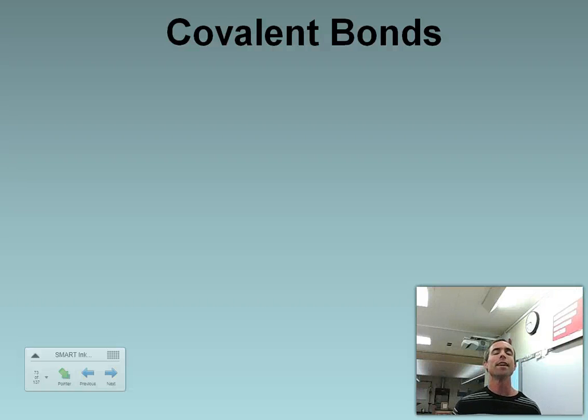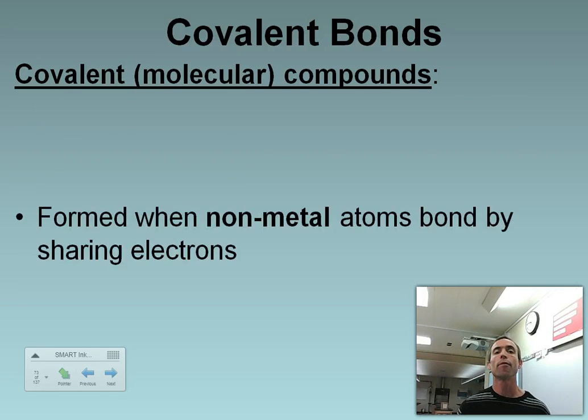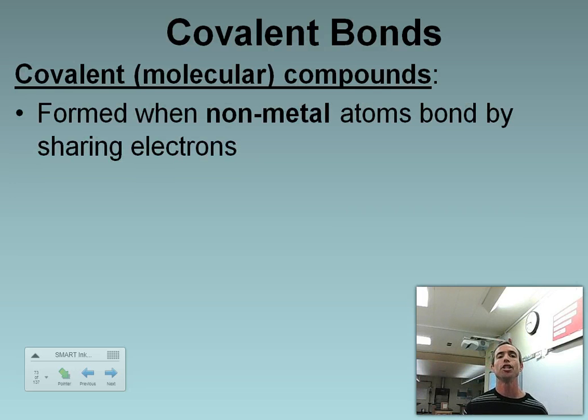Okay, video lesson number 7, covalent bonds. Now, covalent compounds form molecules, so they're also called molecular compounds. They are formed when nonmetal atoms share valence electrons to get 8 and complete the octet rule.